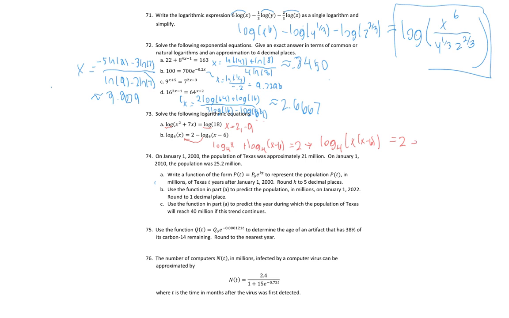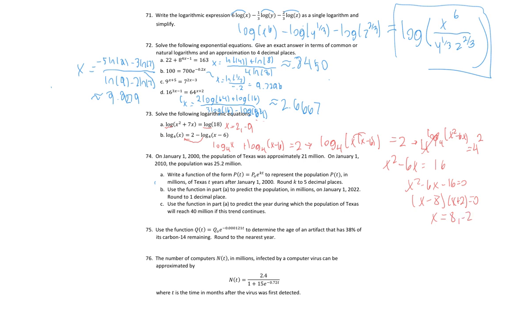And now I'm going to say 4 to the log of 4, and I can distribute that. So x squared minus 6x equals 4 to the 2. Well, 4 to the 2 is 16. And over here, those cancel. So we get x squared minus 6x equals 16. So x squared minus 6x minus 16 equals 0. Gives x minus 8, x plus 2, x equals 8 and negative 2.